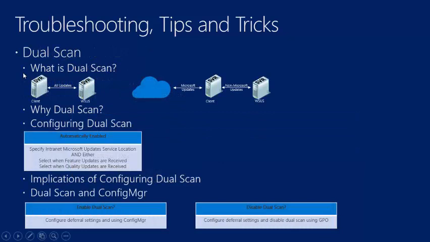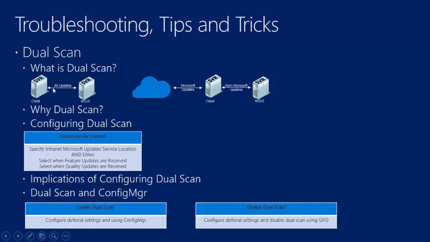And finally, this thing called dual scan I've referenced a couple of times. This is really, really important for all ConfigMgr admins to understand, right? So what is dual scan? Well, dual scan is basically an updated configuration available now in the Windows Update client configuration. This was introduced as of Windows 10 1607.